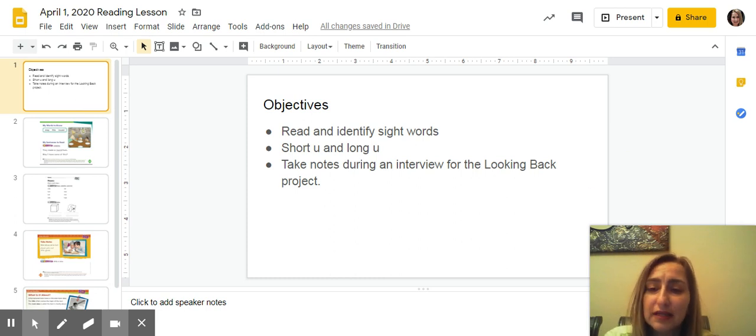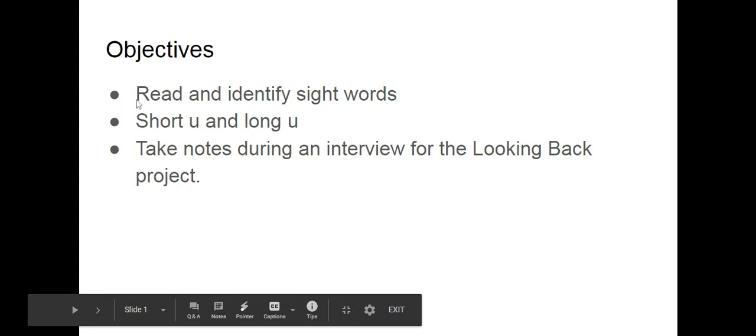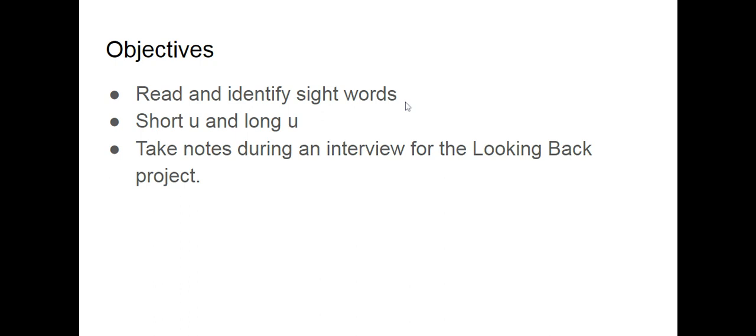We're going to start our reading lesson for this morning. These are our objectives, so what we're going to be learning today. As you can see, the first thing we're going to be doing is reading and identifying our sight words. We're going to be looking in your workbook, so have your workbook ready for this one. And we're going to practice an activity with short U and long U sounds. Then after that, we're going to go over a page in your workbook where you're going to begin taking notes, interviewing your family member for the Looking Back project. So those are our activities for this morning.